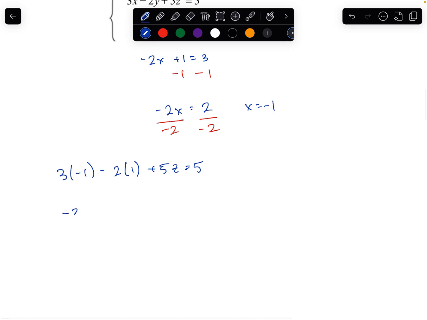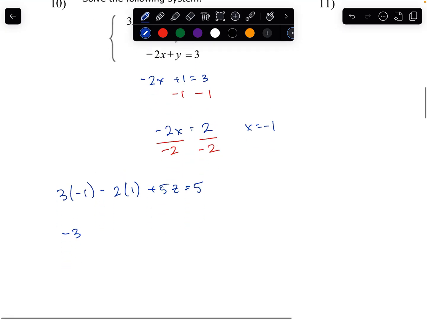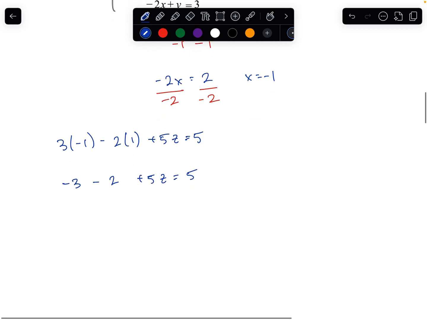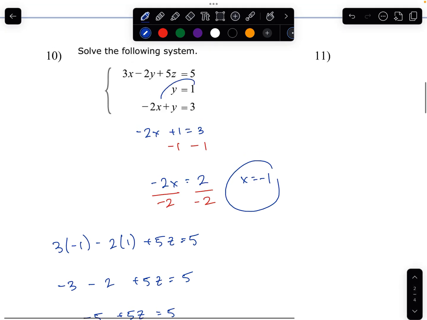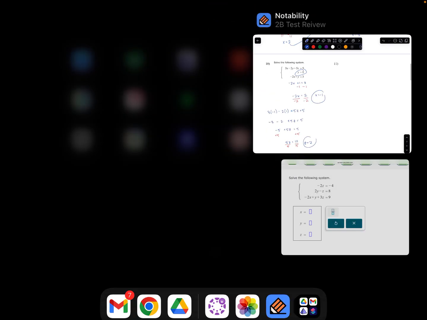So this would be negative 3 minus 2. There we go. That should be good. Plus 5z is equal to, I don't even know what I had before, but this will be equal to negative 5 plus 5z is equal to 5. And then I'm going to add 5 and add 5 here. So I get 5z is equal to 10. Divide by 5 and divide by 5. And I'll get z is equal to 2. And that's what you would have for all your solutions right there. That would be good. Cool.